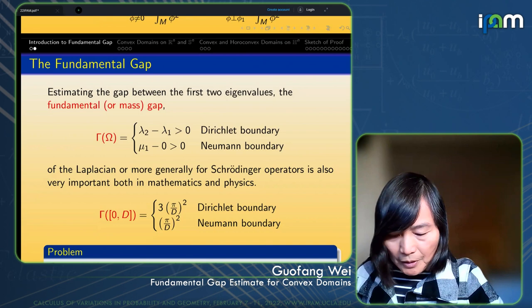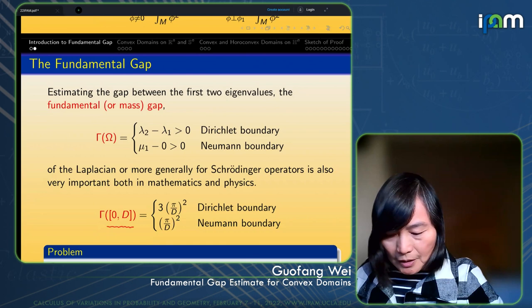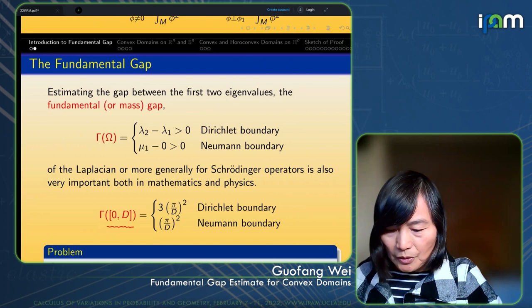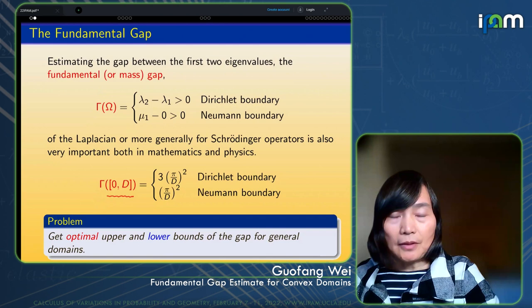Most of these we cannot compute explicitly, but a very simple computation we can do is for a one-dimensional interval. One can compute that in the Dirichlet case, the gap is 3π²/d², where d is the length. And the Neumann case is just π²/d². Okay, so these will be our model cases. Then the question is to get optimal lower and upper bounds for the gap of more general domains. And in general, we want convex domains.